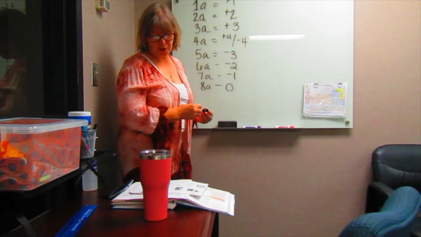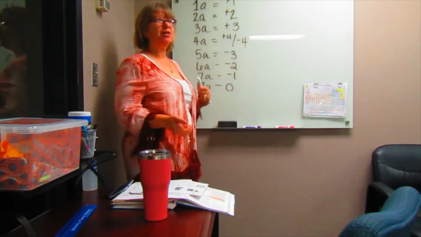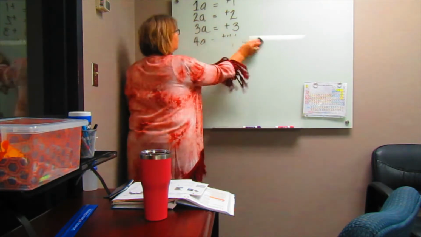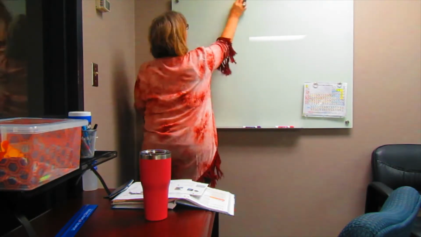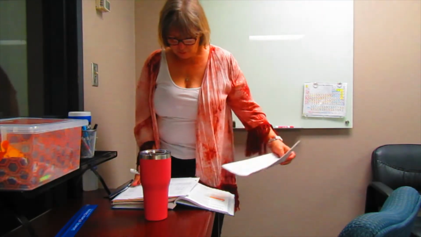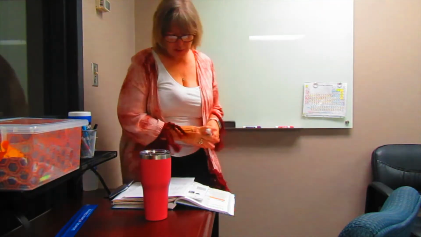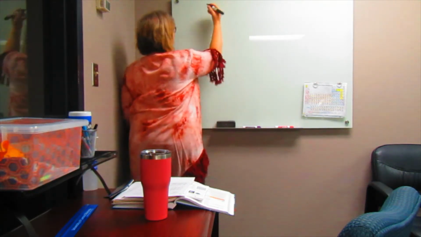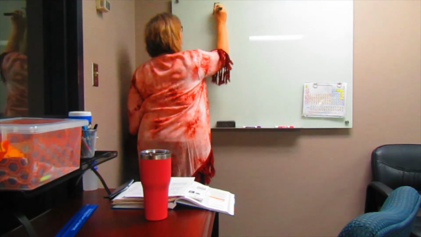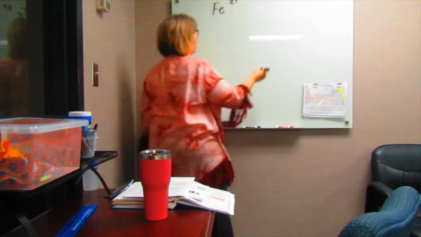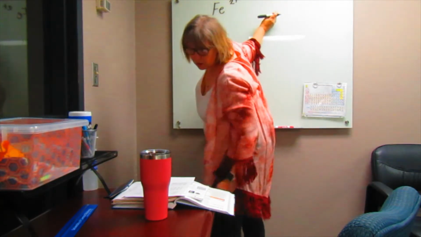So let's take a look at writing formulas for ionic compounds. We're going to write an ionic compound for these two elements. So we have iron with a +2 charge, and we have bromine.